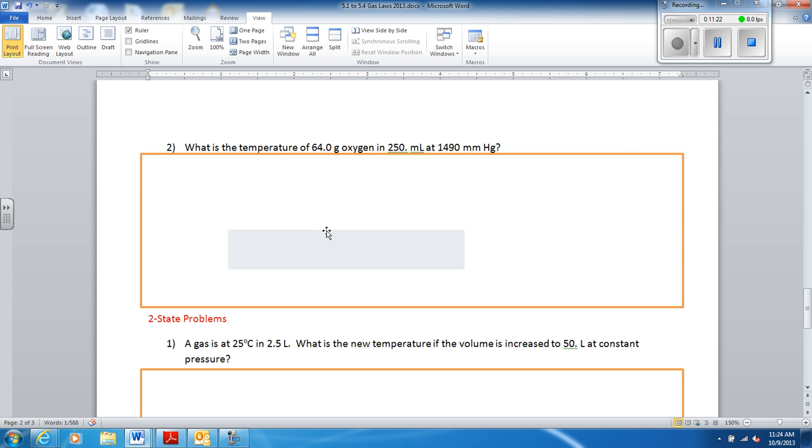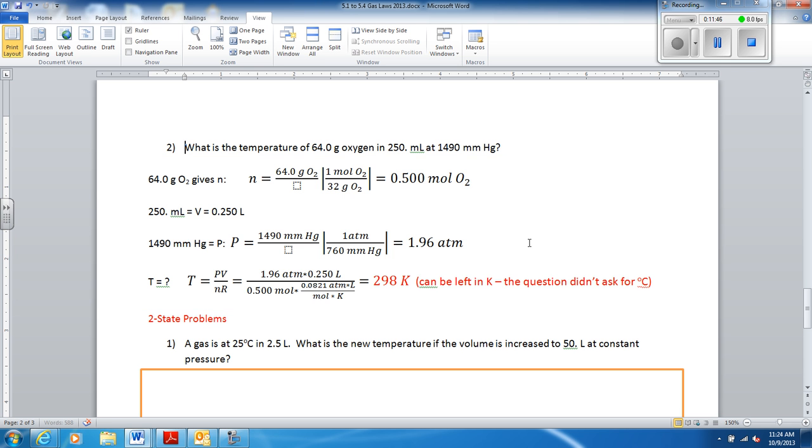All right, and next question. What is the temperature of blah, blah, blah? You can read it. You should pause this. Again, try it on your own. Identify what the variables are. These grams of oxygen will get you to moles, so you find moles. This will give you your volume. This will give you a pressure, and you have to do all your conversions. I'm about to show the solution.